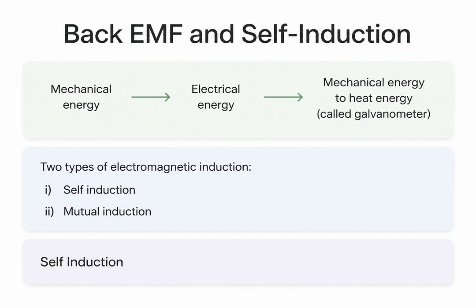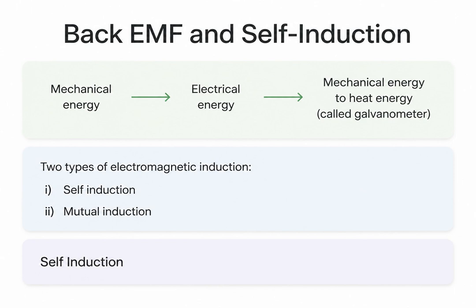We've covered the fundamentals of electromagnetic induction. Now let's explore back EMF and self-induction, concepts that explain what happens when current changes in a coil. When mechanical energy converts to electrical energy and then to heat energy in a galvanometer, we're seeing energy transformation in action. There are two main types of electromagnetic induction: self-induction, where a changing current in a coil induces an EMF in that same coil, and mutual induction, where current change in one coil affects another nearby coil.